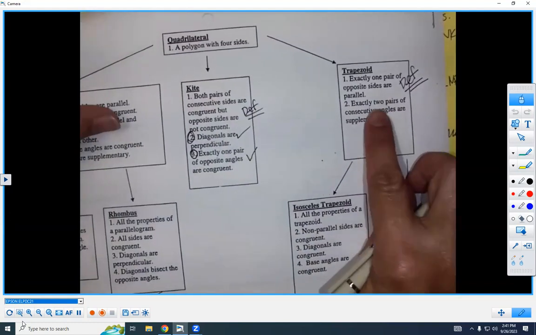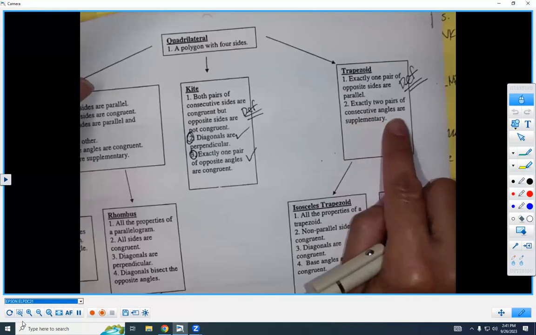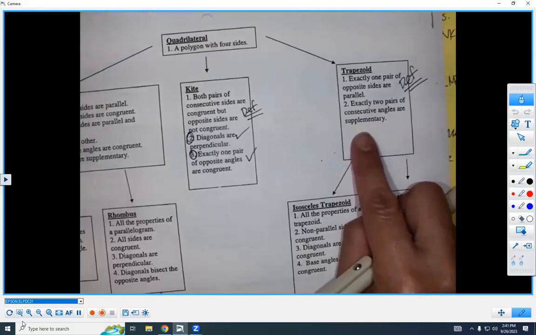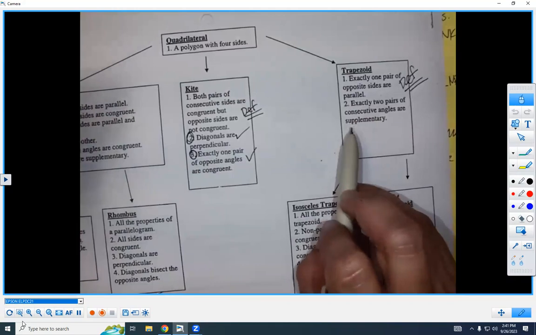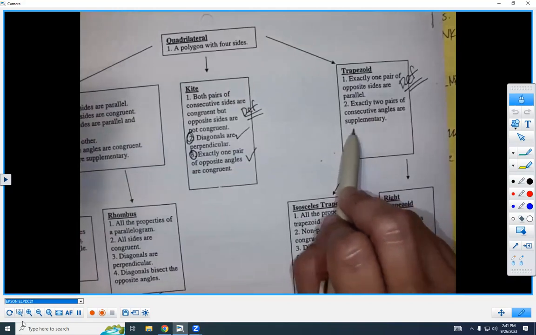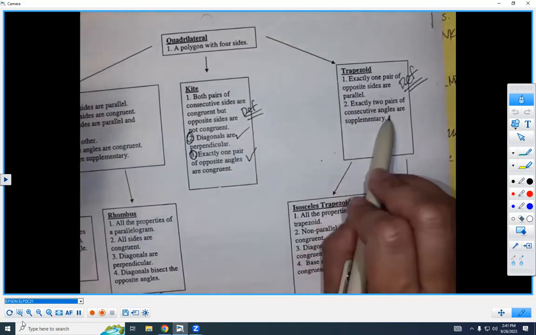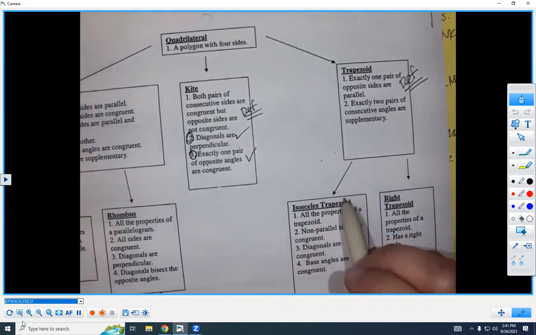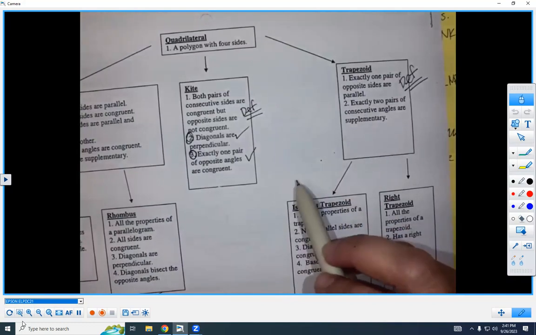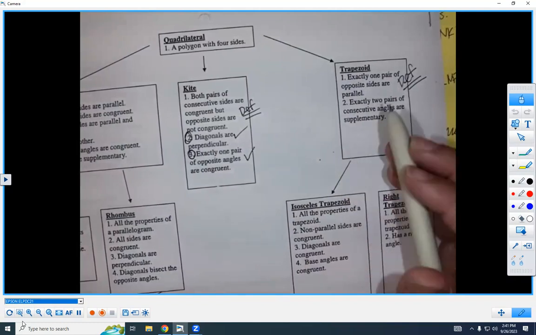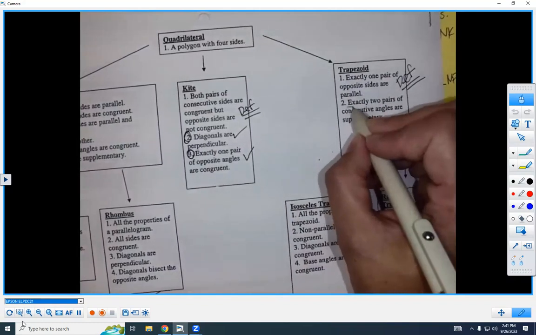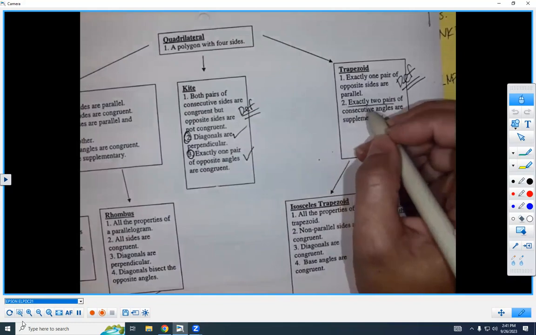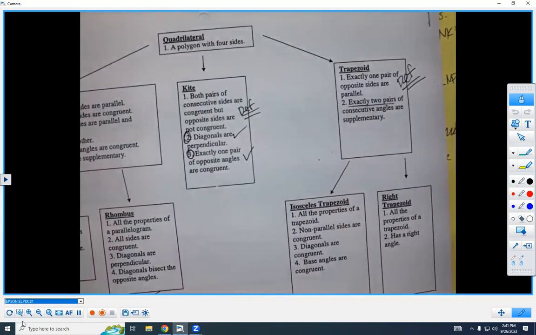Let's do number 2. Let's look at trapezoids and talk about "exactly 2 pairs of consecutive angles are supplementary." So let's think through what all those words mean. What does supplementary mean? Equal 180. What are consecutive angles? Next to each other, like consecutive numbers would be like number 2 and 3 or 7 and 8. So angles next to each other. Exactly 2 pairs means there's 2 specific sets that happen, not any 2 sets of consecutive angles.